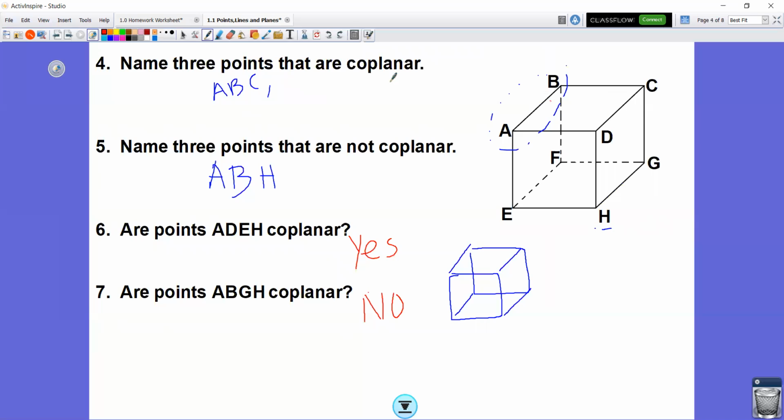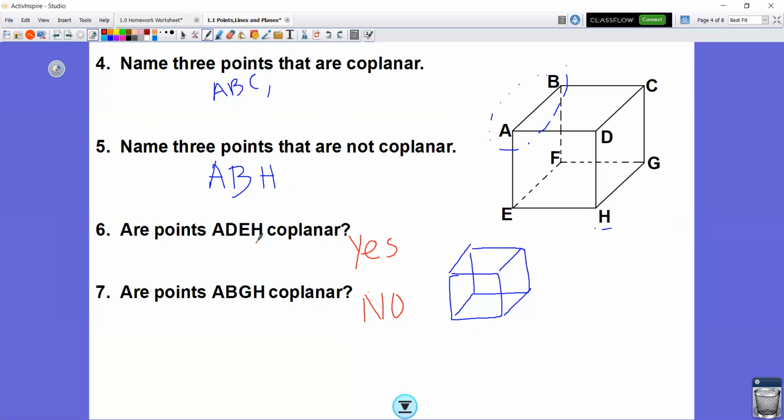In this image, I have a cube. We are going to name 3 points that are coplanar. Remember, each side of the cube is a plane. So the top, the bottom, the front, the back, and the sides are all a plane. Coplanar is any 3 points on one side of the cube. So I said A, B, C, but you could have said H, D, C, or F, E, H. Number 5, name 3 points that are not coplanar. A, B are not on the same plane as H, so I said A, B, H, but there are multiple answers for that too.